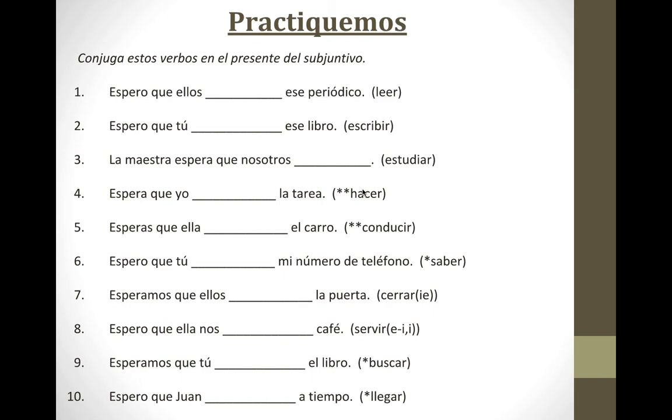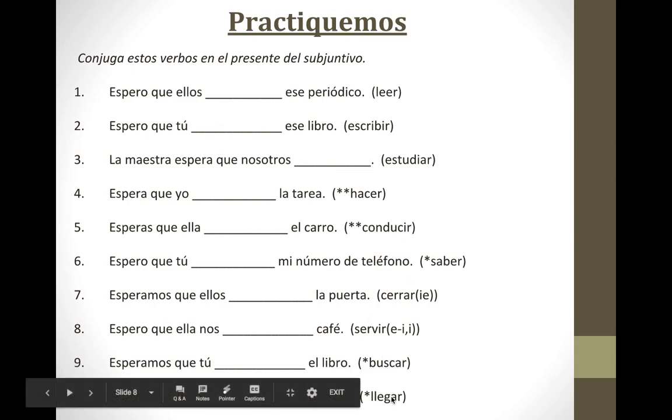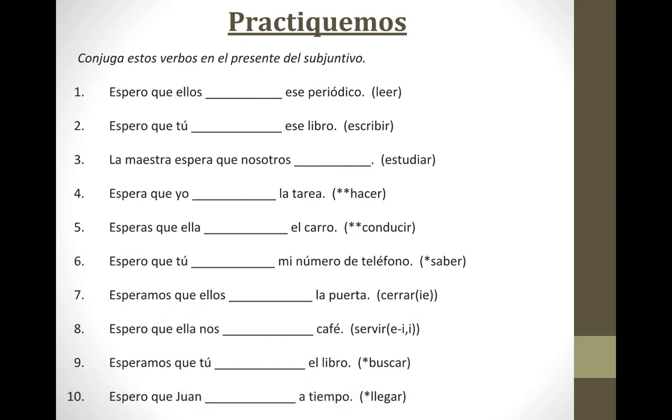Okay, please notice that some of these verbs have 2 stars, which means irregular yo. Some have 1 star, which means it's a dishes verb or a car-gar-zar verb. Okay, so take your time, pay attention to your stem changes, and then we will go over these answers. Okay, please pause me.